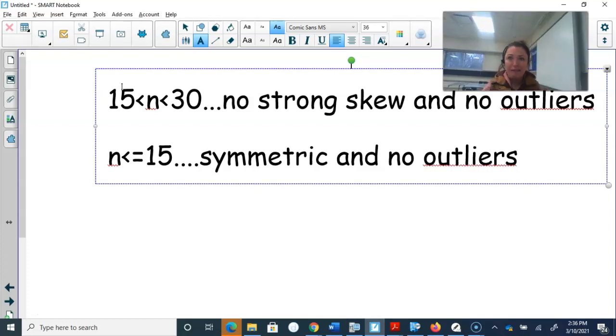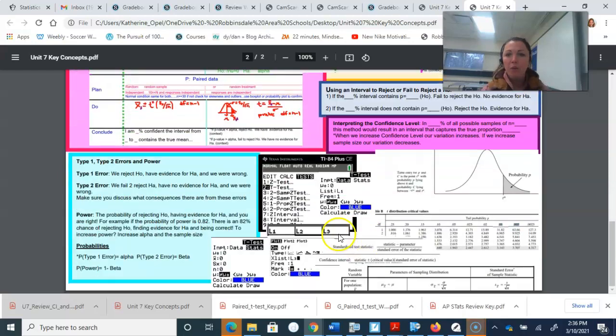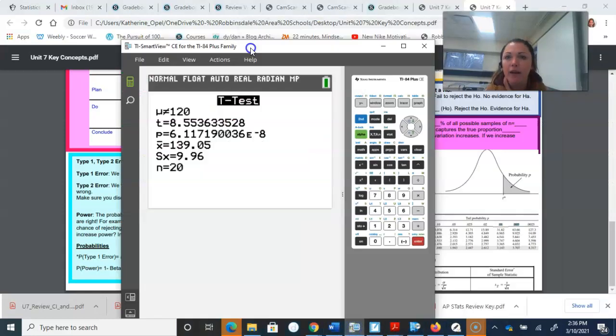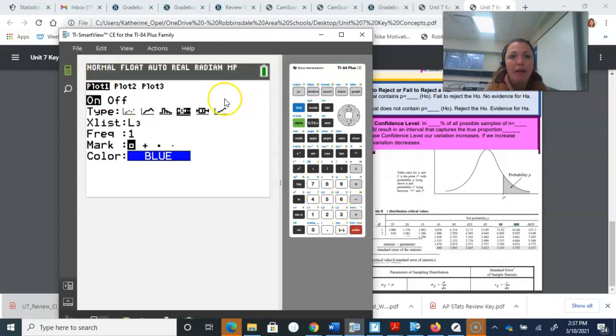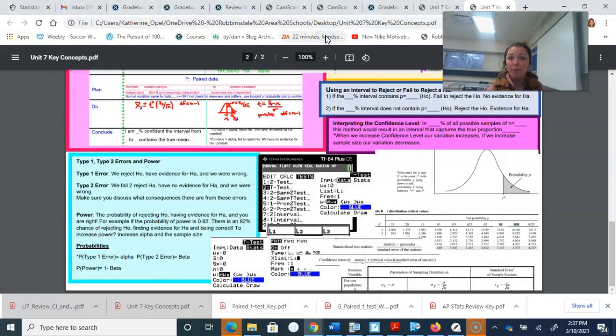If you're questioning, ooh, my box plot maybe looks a little skewed and you're feeling uncomfortable, that's where I said go to that probability plot. What is the probability plot? Let me show you on the calculator. The probability plot, second y equals, plot one on. The probability plot is this one over here, okay? Right here. That's your probability plot. With that probability plot, you want it to be straight enough, we say in AP stats, straight enough.